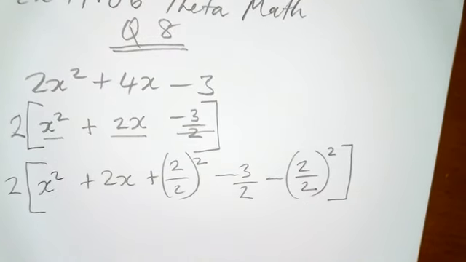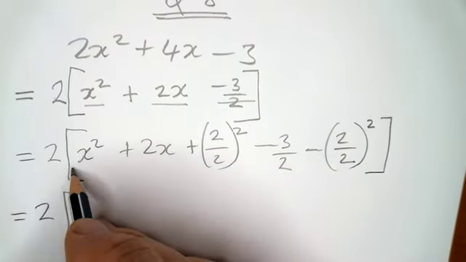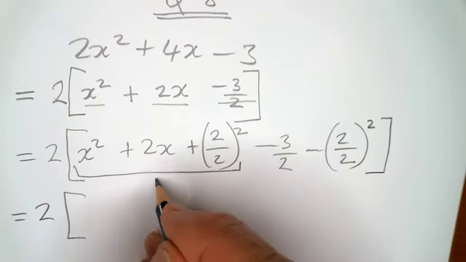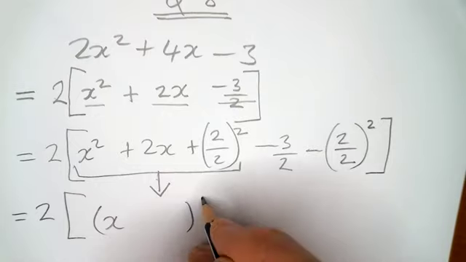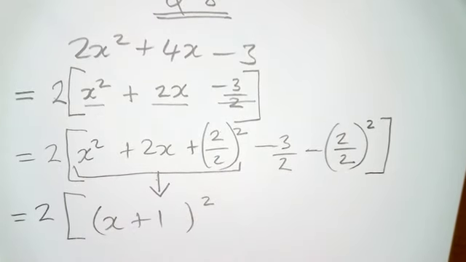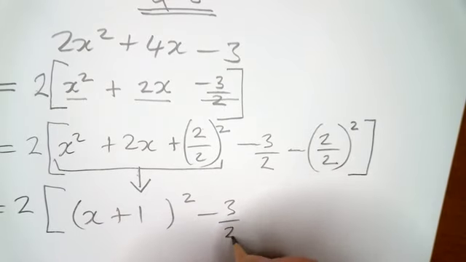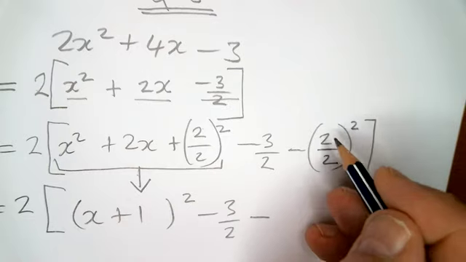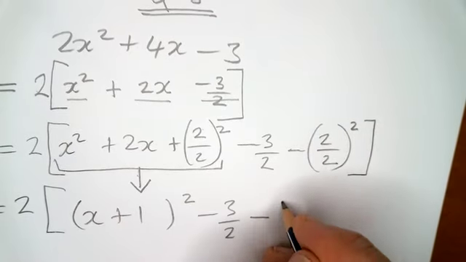All right. So as before, I'll put the 2 here outside the brackets. This bit here is our completed square, and that bit there alone would be an x and a square. And this bit here, 2 on 2, is 1. So I'm going to put a plus 1 there. Done. Now this bit on the end here, I've got minus 3 over 2 minus, well, 2 over 2 is 1. 2 over 2 is 1, 1 squared is 1, minus 1.